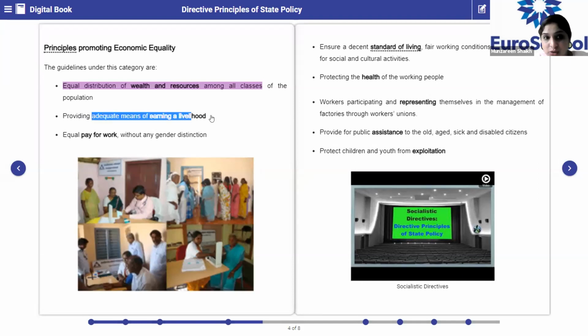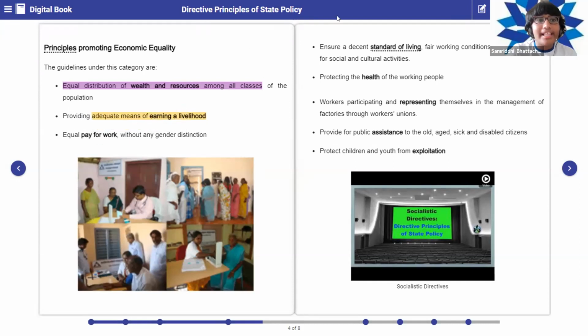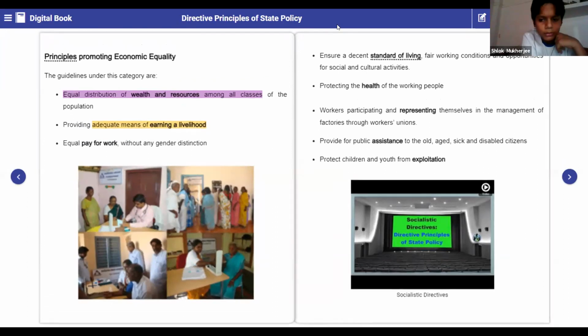These are the principles, okay, which promote what? Where are these principles focusing? Promoting economic equality. Very good. Excellent. So all these principles are what? Promoting economic equality. That means related to money. Economic means related to money.